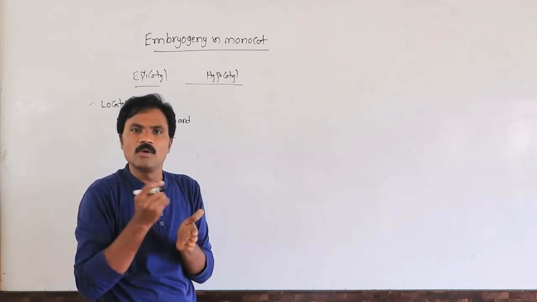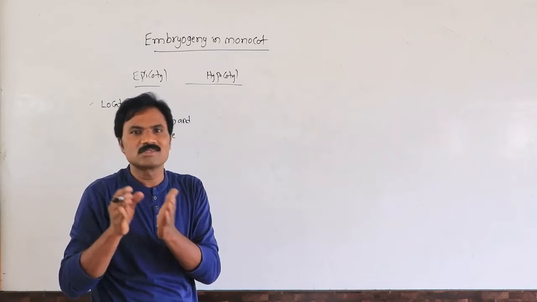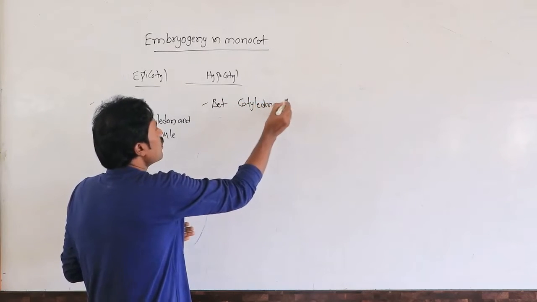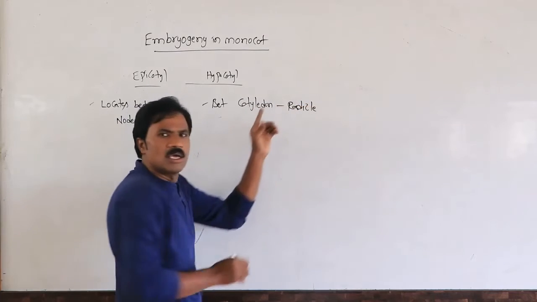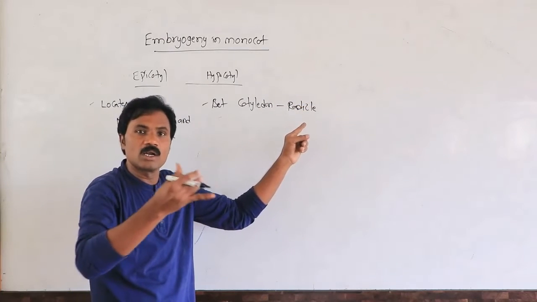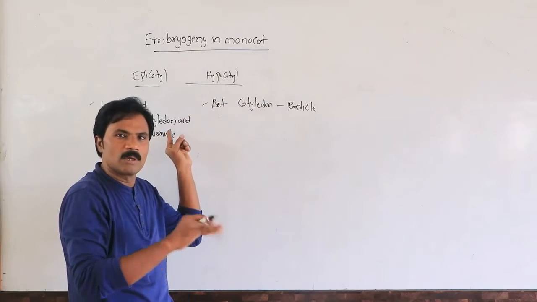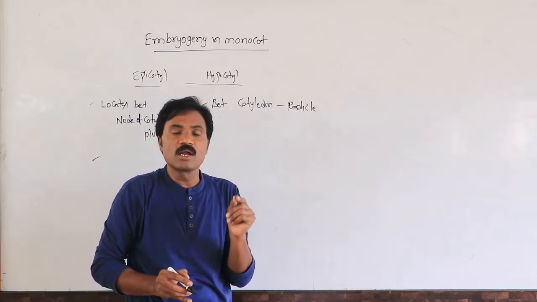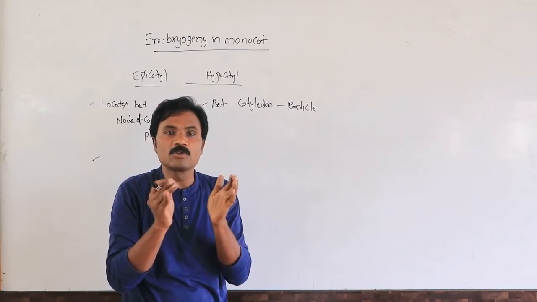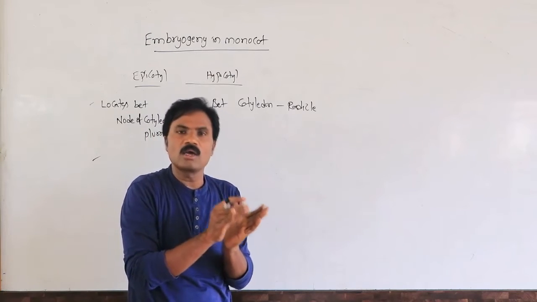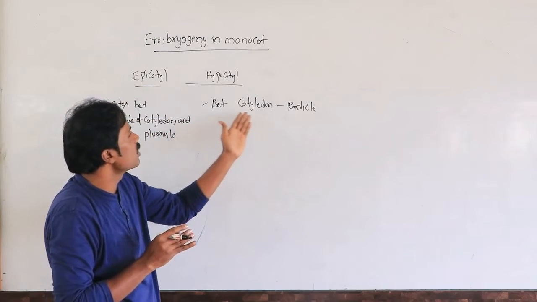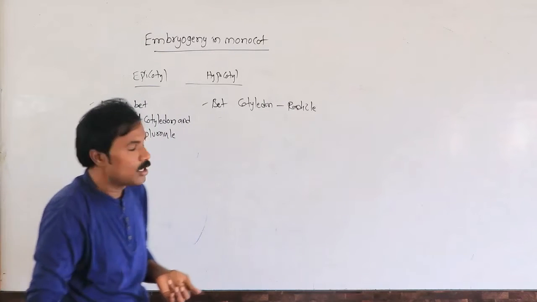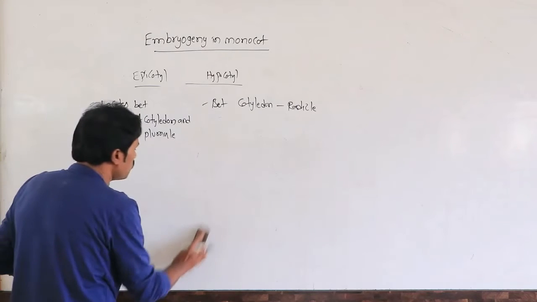What is the hypocotyl? Very simple, it is between the cotyledon and the radical. Remember, between cotyledon and radical. In further development, the radical undergoes development into root, and the plumule develops into shoot. Epicotyl is present between the cotyledon and plumule. Hypocotyl is present between the cotyledon and the radical, below it. Then what about the monocot and dicot embryo?